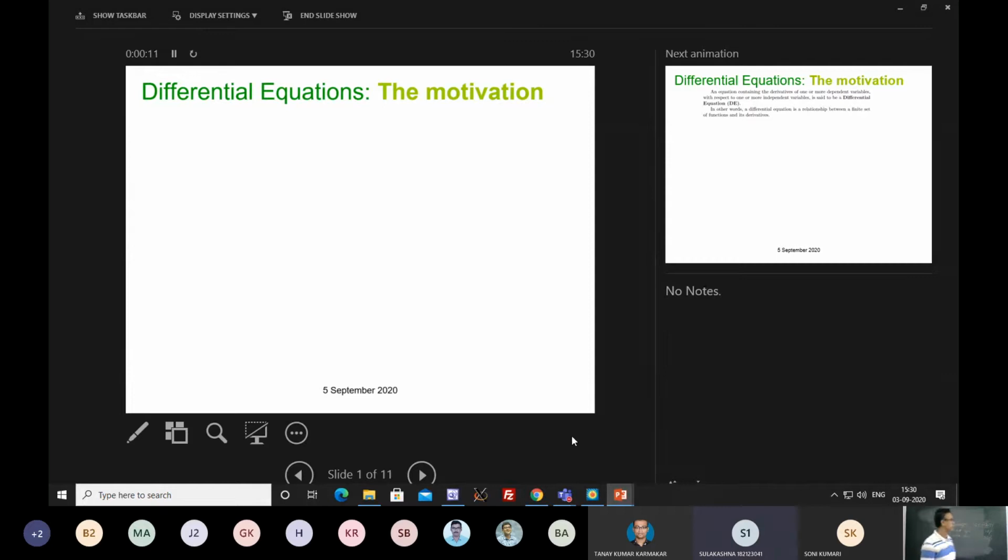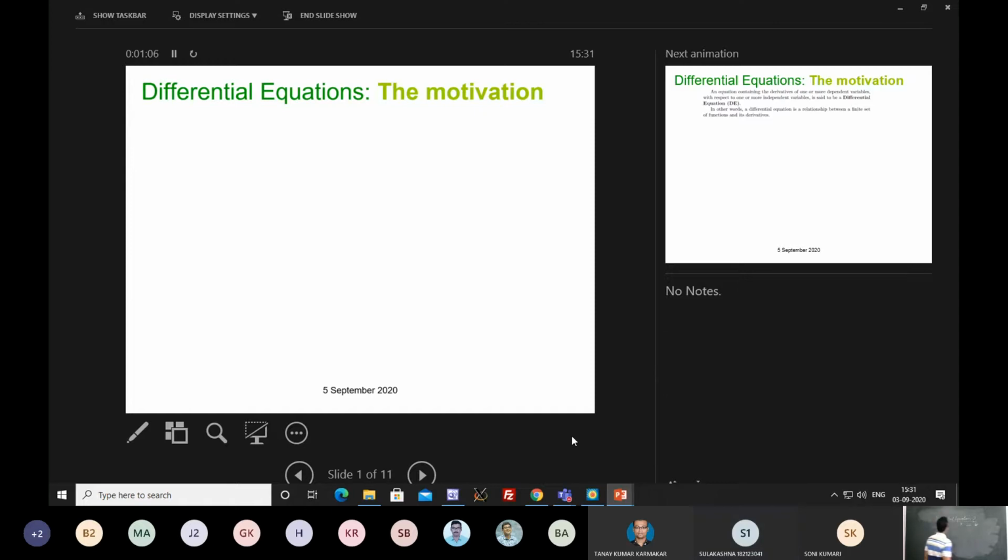Yes, sir. Okay, fine. So now you will see what is there: Differential equation with motivation. So now, what is a differential equation? Can anybody tell me what a differential equation is? What is an equation? An equation, definitely, is going to equate something, right? It is going to equate some expression with some other expression. So then what is a differential equation?